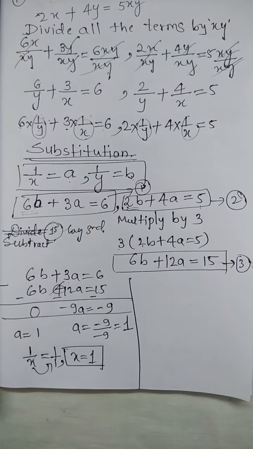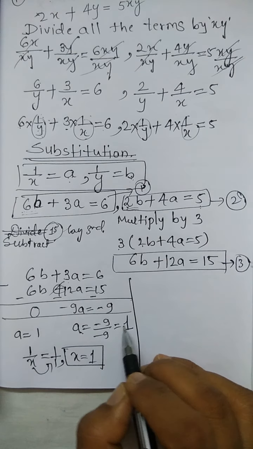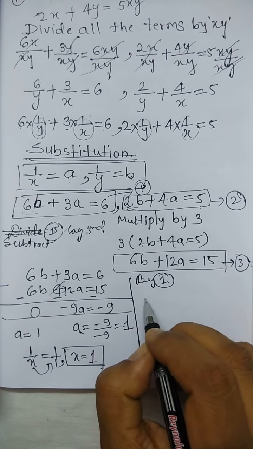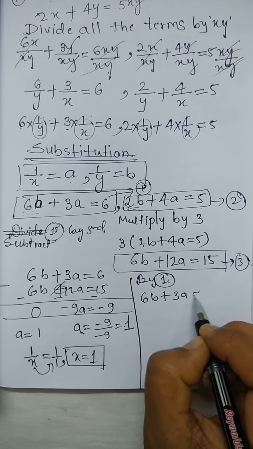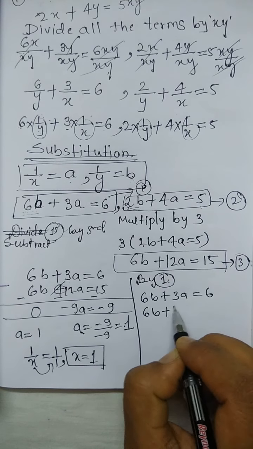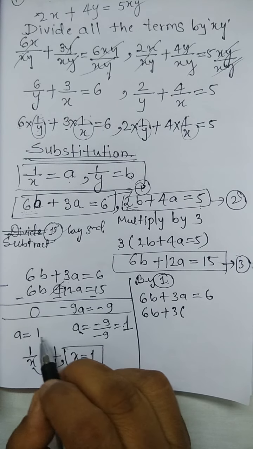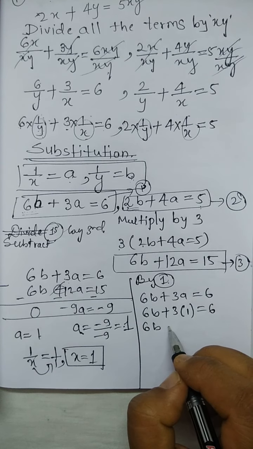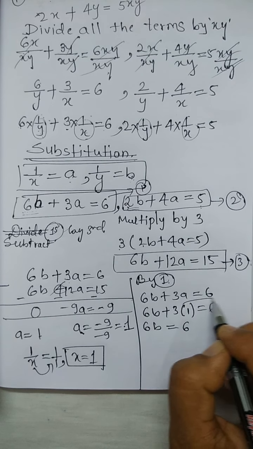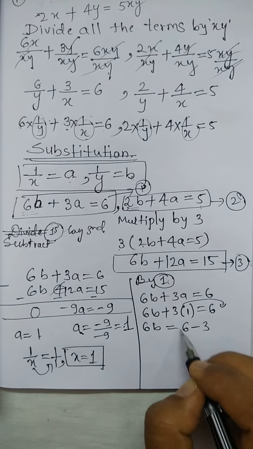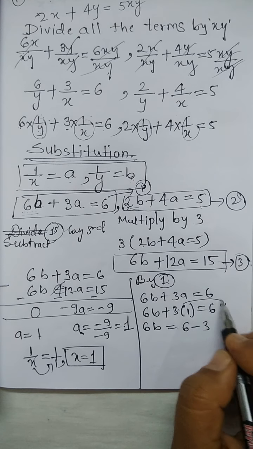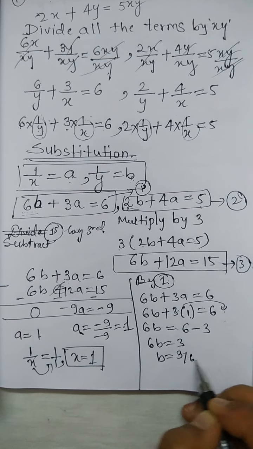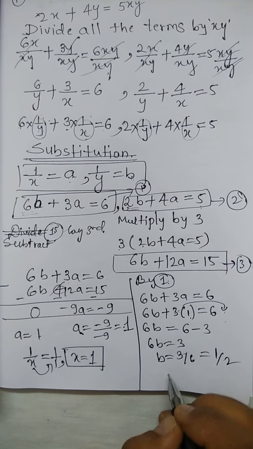Okay. Now what to do here? This a value you substitute in any one of the equations. So by first, 6b plus 3a equals 6. 6b plus 3 into a, a is 1, equals 6. 3 ones are 3, and that minus 3, bring this 3 here. 6b is equal to 3. b is equal to 3 by 6, 1 by 2. b is 1 by 2.